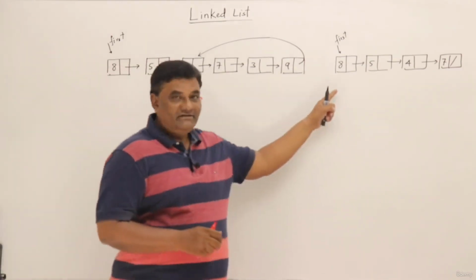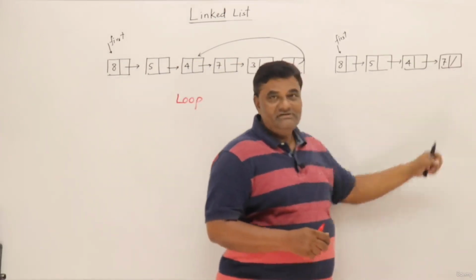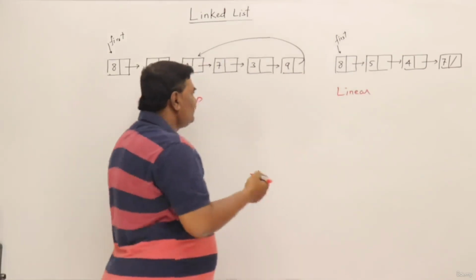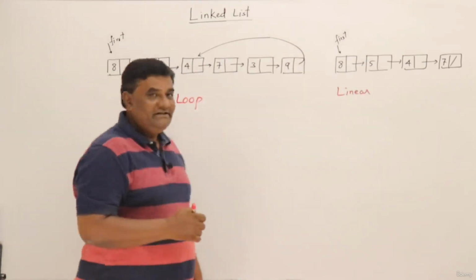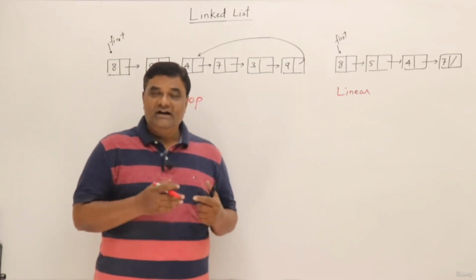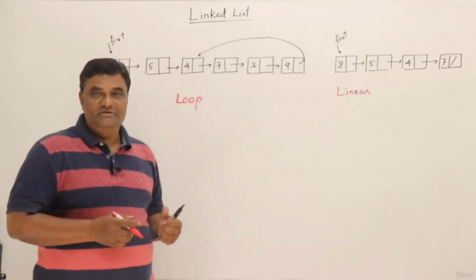Then I have one more linked list which is ending with null. Last node is having null. So this linked list is linear. So there is one linked list with loop and there is one linked list that is linear. Now the problem is, if a linked list is given to us, we have to find out whether it is linear or it is having a loop.